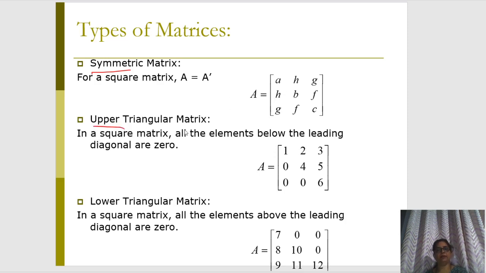Next is upper triangular matrix. All the elements below the leading diagonal are 0. These are the leading diagonal elements. Below these, all elements are 0. Now lower triangular matrix. In this matrix, all the elements above the leading diagonal elements are 0. That means these elements are 0.